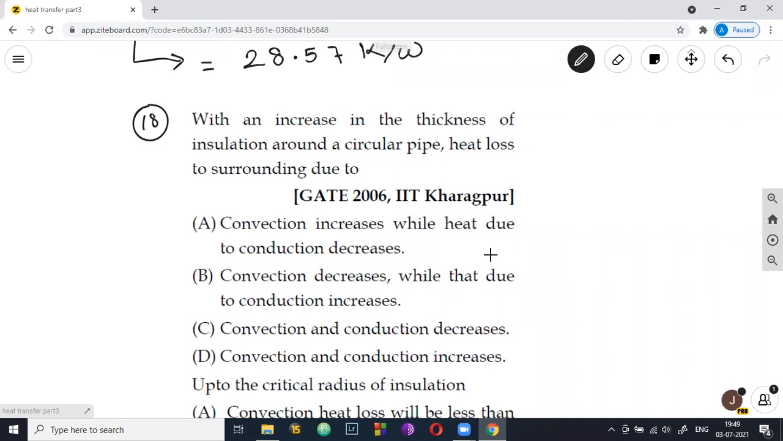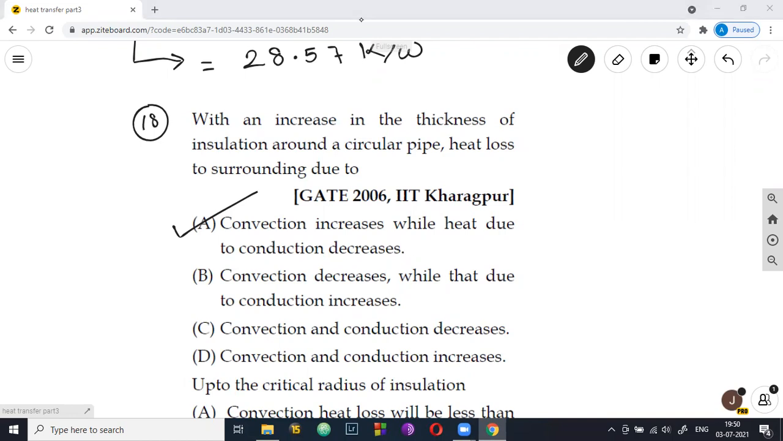Now, why is convection increasing? Because over a circular pipe, when you add insulation, the surface area of the pipe increases. That's why convection heat transfer is increasing. The correct answer is option A. Convection increases while heat due to conduction decreases. What's the idea here? Why is conduction decreasing and convection increasing?